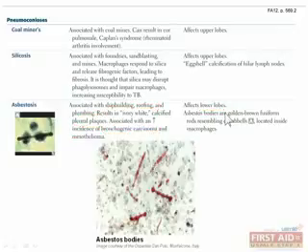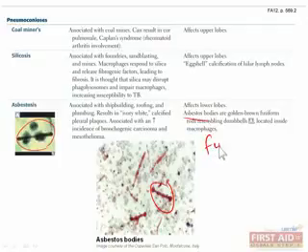Here we see some asbestos bodies. These are also known as ferruginous bodies as well. And basically they're asbestos fibers that developed a ferritin protein coat with a dumbbell or beaded appearance.